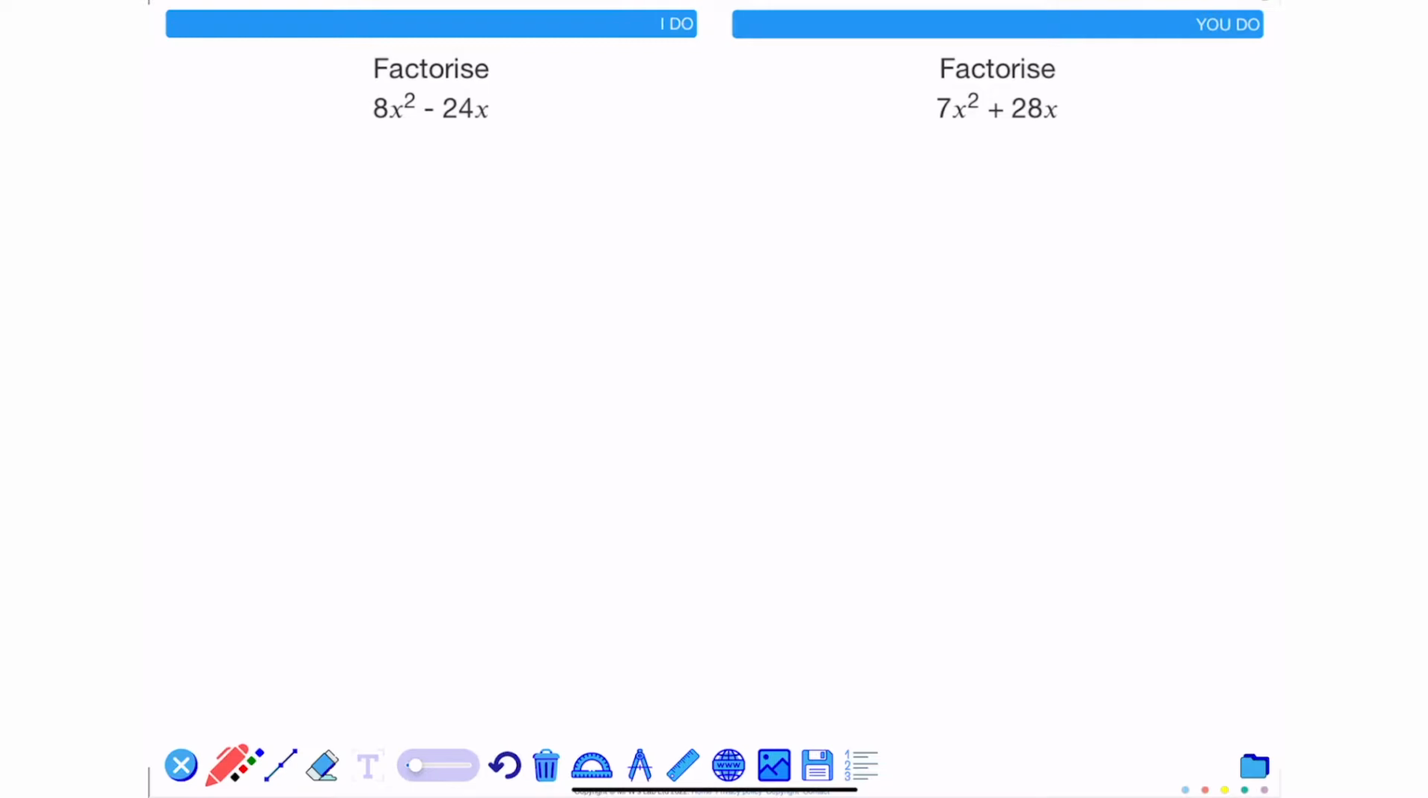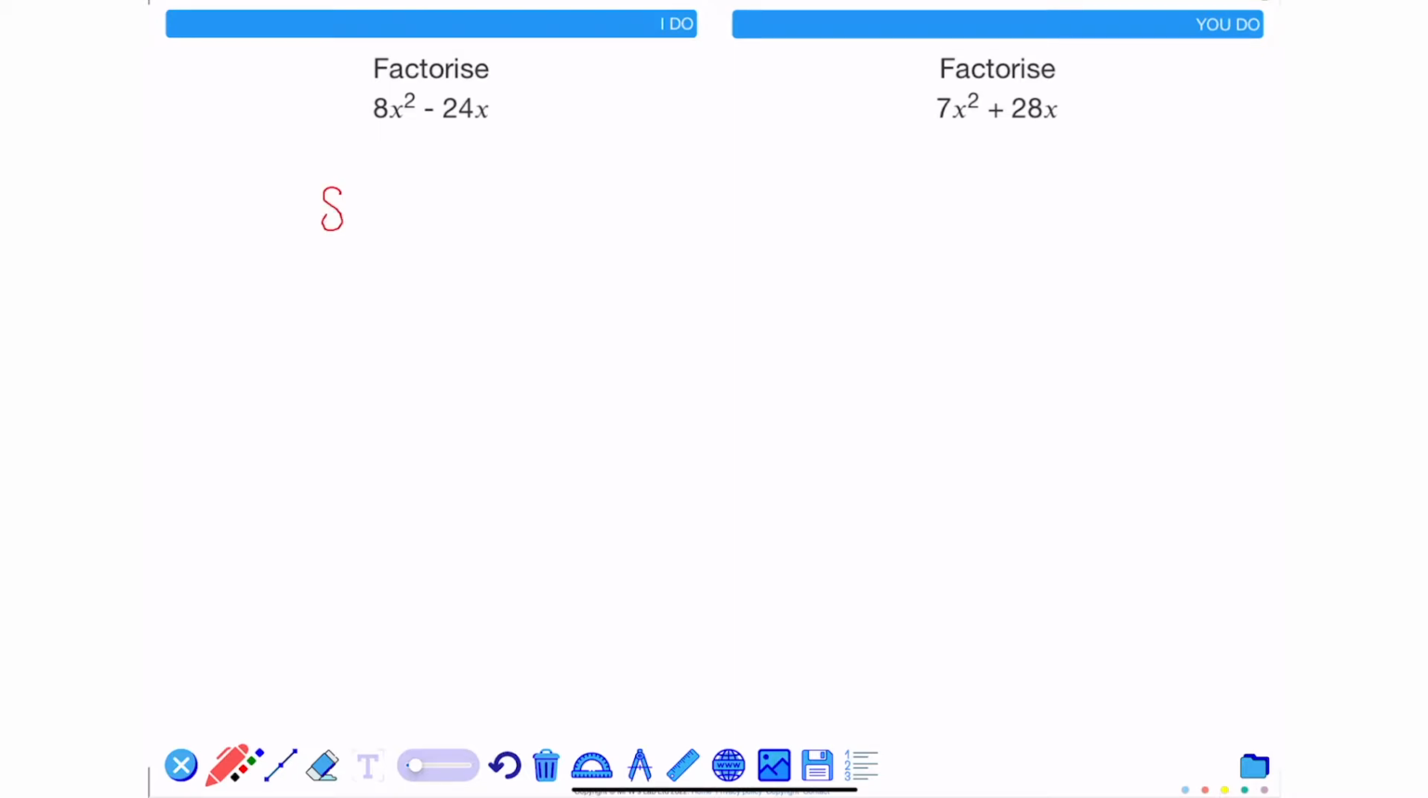In this video, we're going to be looking at how we can factorise a simple expression. Looking at the question on the left-hand side, to factorise 8x squared minus 24x means to take out a highest common factor of those two terms. Eventually, our answer will have brackets in it.